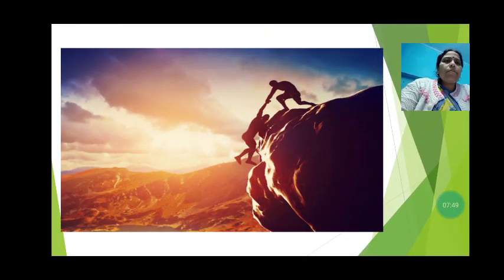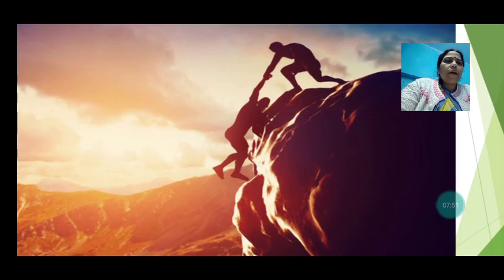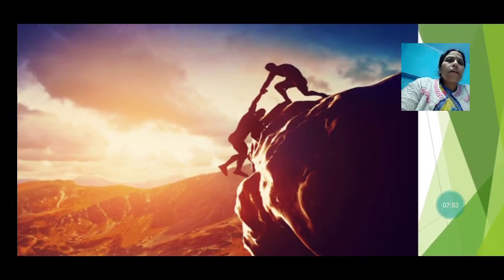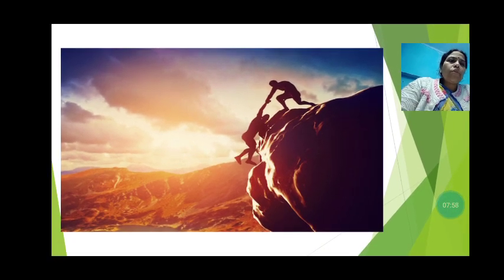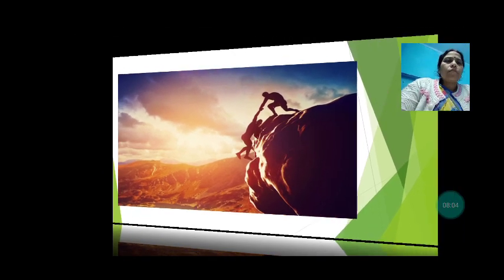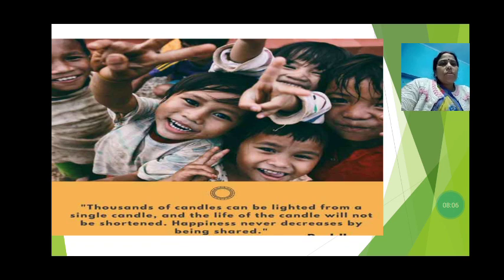So here you can see a man, he is helping the other man go up. He is not caring about himself that he will fall down, but he is trying to pull that man up so that he can also climb upside. So thousands of candles can be lighted from a single candle and the life of the candle will not be shortened. Happiness never decreases by being shared.